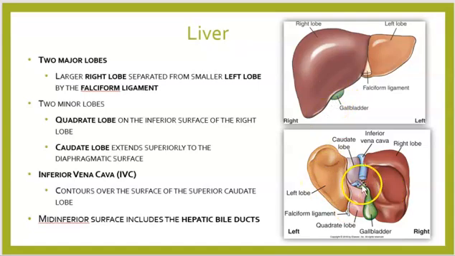If we flip the liver over though and take a look at the back side, we can see the inferior vena cava here, the caudate and the quadrate lobes, two little smaller lobes there on the back, and then of course the gallbladder.